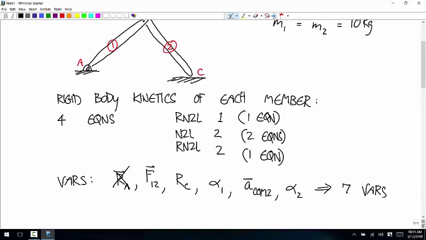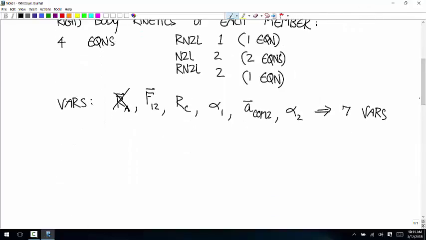So the question, already, I asked why we didn't use Newton's second law for body 1, and it's because there's a fixed point. That's the same reason that we don't have an acceleration of the center of mass for body 1, because those translational accelerations only come in when you use Newton's second law. Okay, so 7 variables, 4 equations, and so we need 7 minus 4 equals 3 constraint equations.